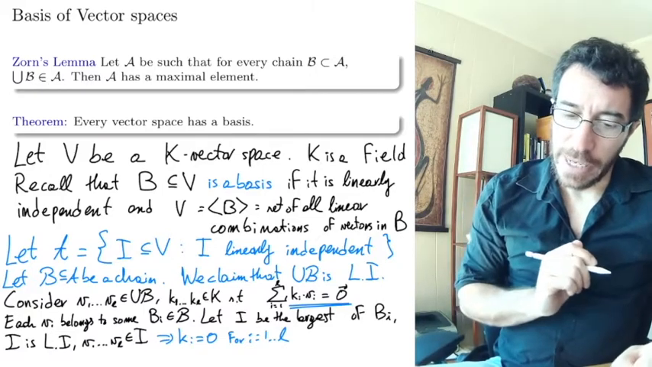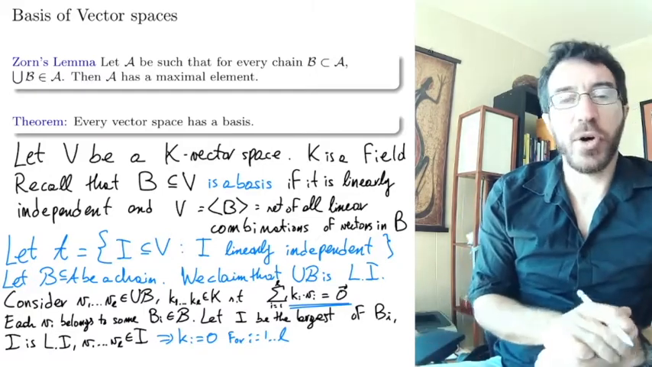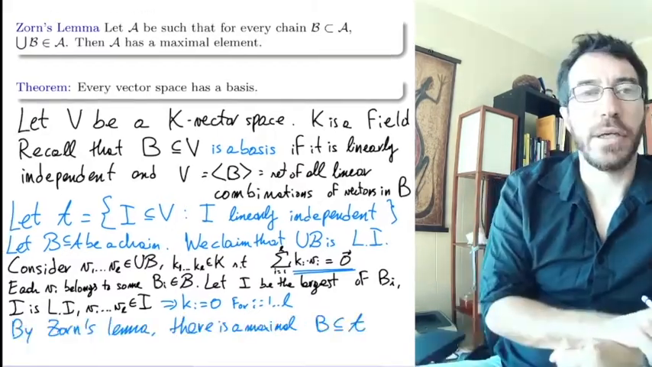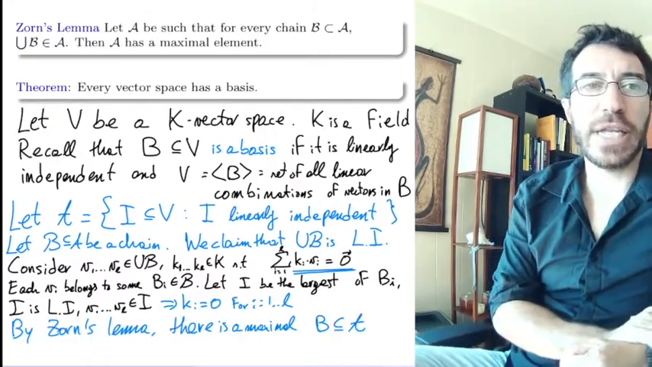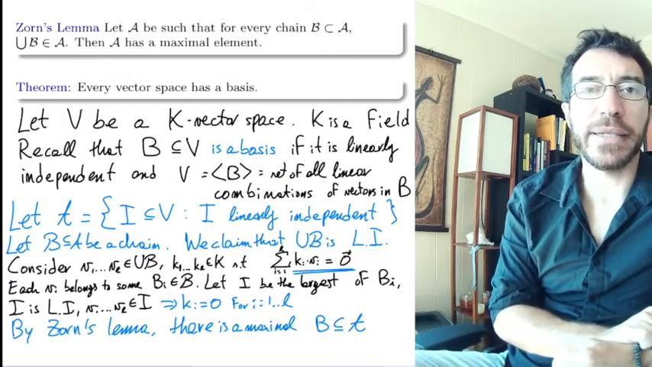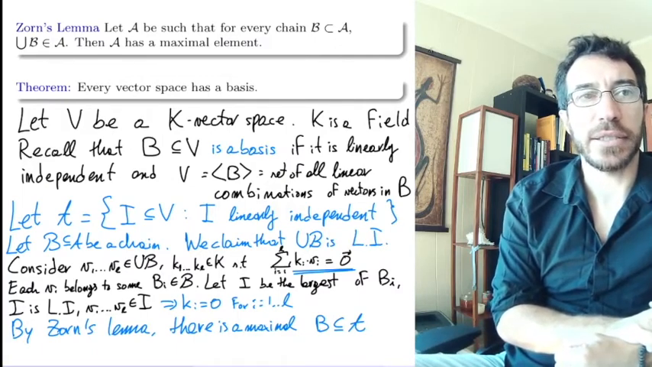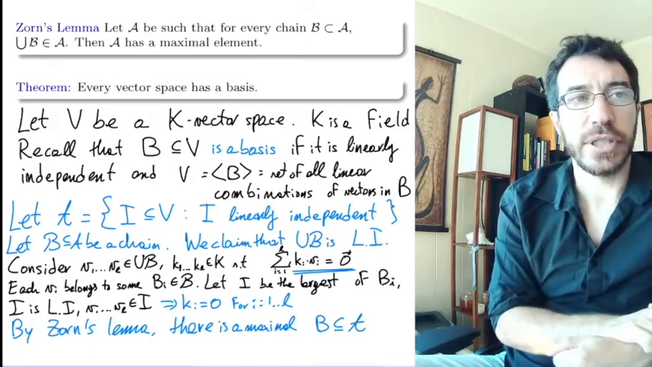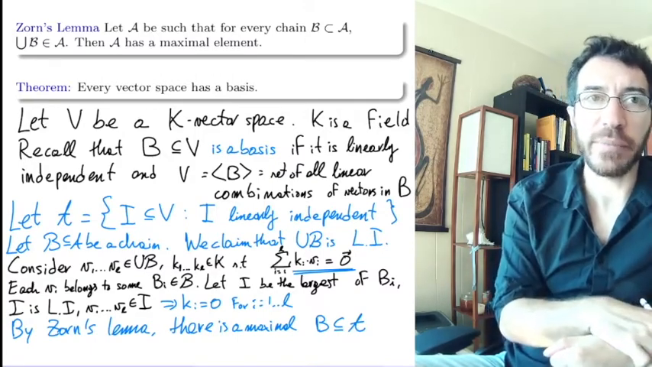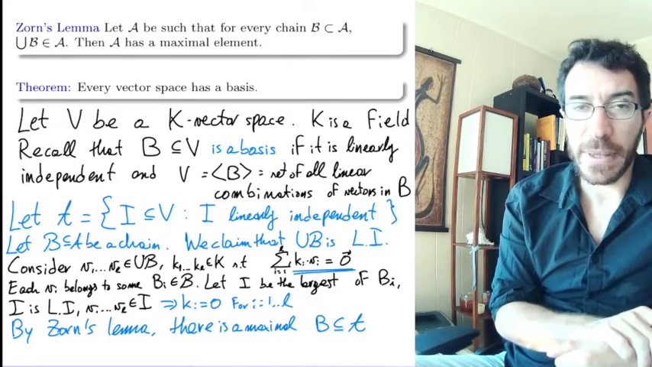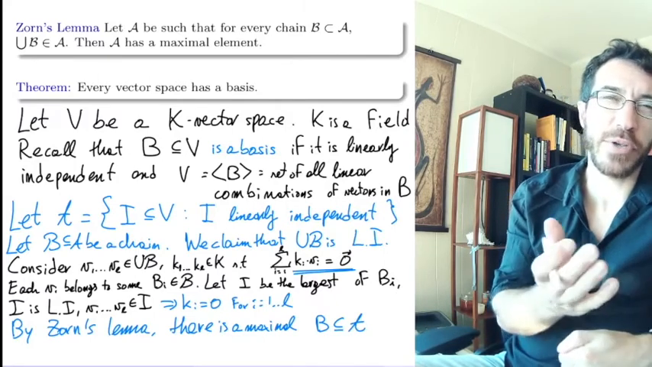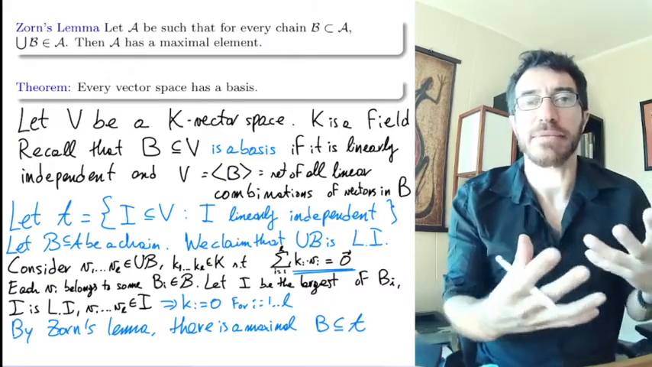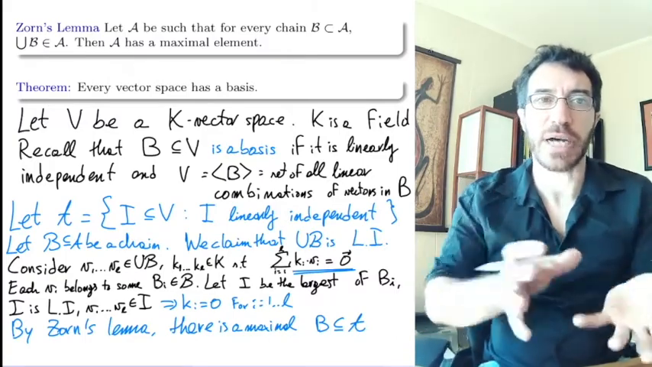And so here we have that the whole union has to be linearly independent, and therefore we can apply Zorn's lemma. By Zorn's lemma, there is a maximal linearly independent subset of our vector space, a maximal element B of this set calligraphic A of linearly independent subsets. And now we claim that B is a basis. Actually, if you remember your linear algebra, another characterization of being a basis is to be a maximal linearly independent set. So we have it right here.